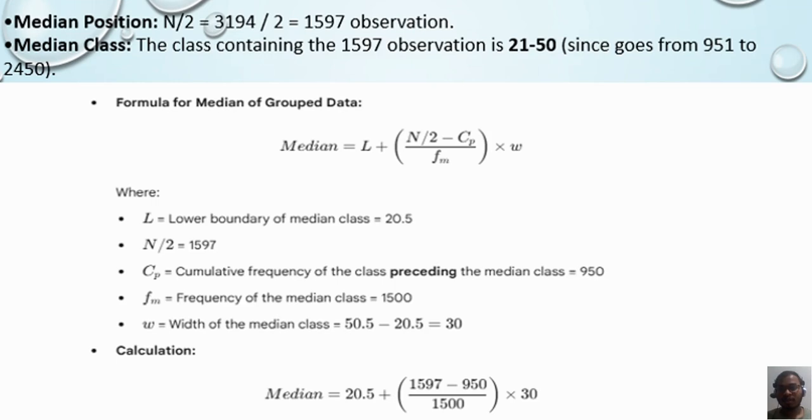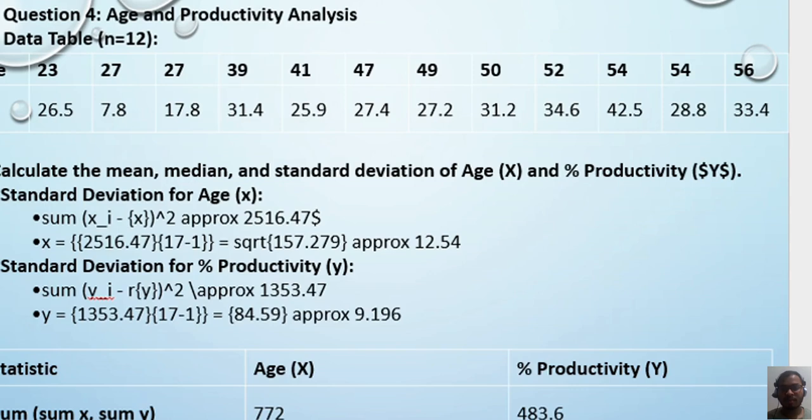observation is 21-50 since it goes from 951 to 2450. Formula of the median of the grouped data: median equal to L plus (n/2 minus cf) divided by fm, into w. Here is the calculation and answer. You can watch. Question number 4, age and productivity analysis.